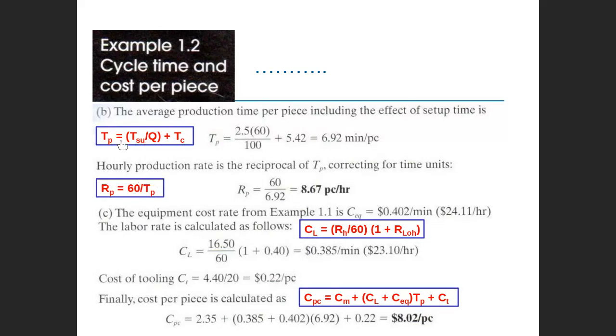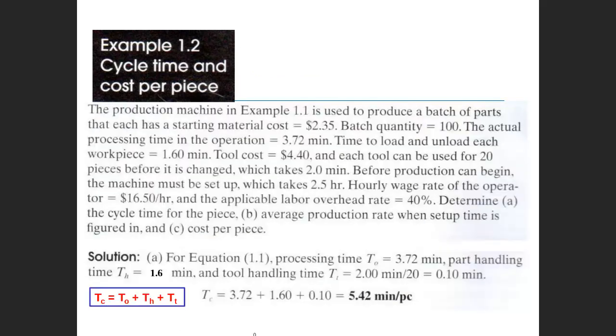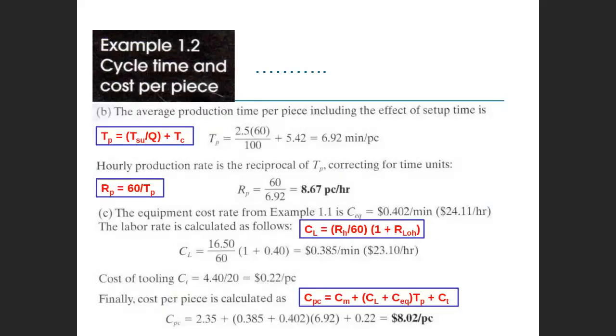TP equals what? TSU, which is the setup time, divided by Q, plus TC, the cycle time. TC we already obtained in the last step. We already have it here. So TC we know. TSU is given as 2.5 hours. You multiply by 60 to get minutes. 2.5 hours, which is the setup time, multiplied by 60, gives minutes.